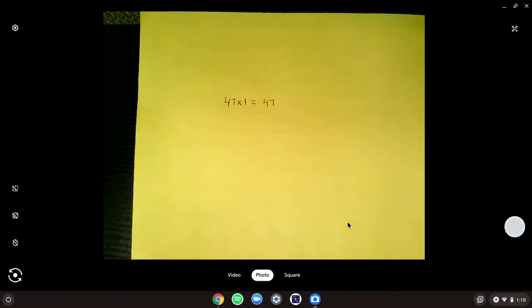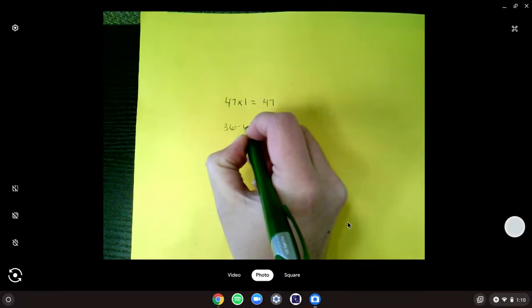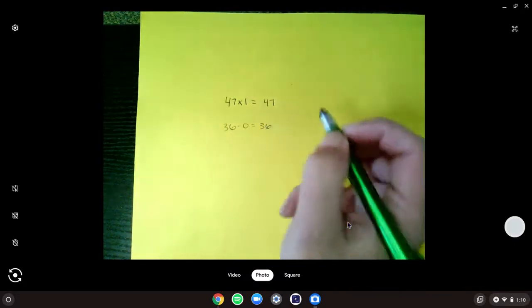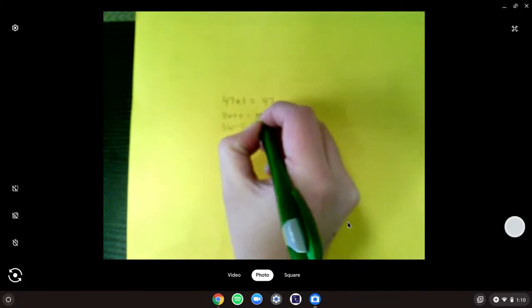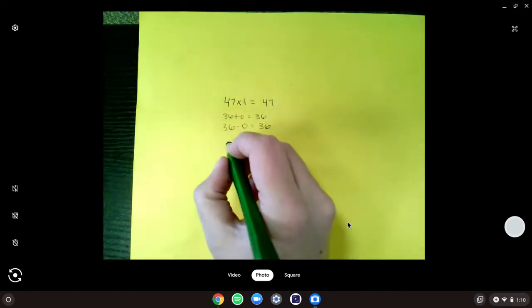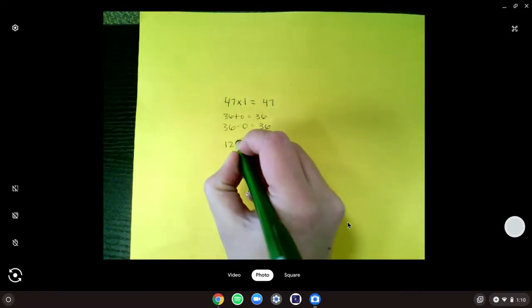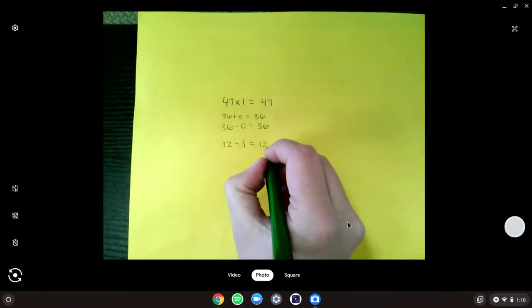Does it work with subtraction? Yeah, like how do we do 36 minus 0? 36 minus 0 is 36. And then if we do 36 plus 0 equals 36. Good. Can we do it with anything else? We can do it with division, can't we? If I have 12 and I divide 12 by 1, it's still 12.